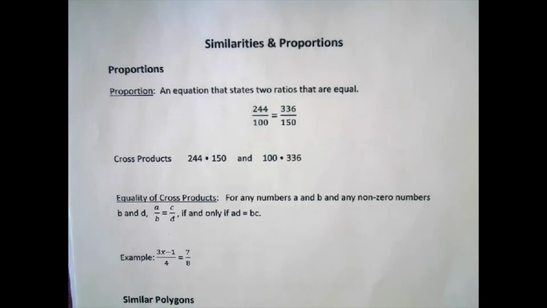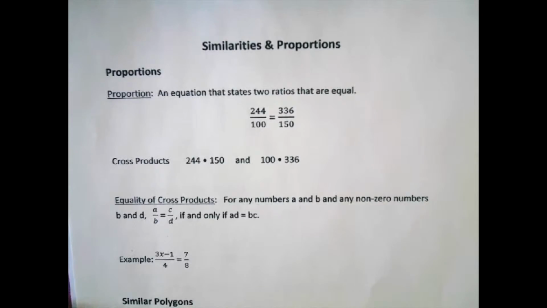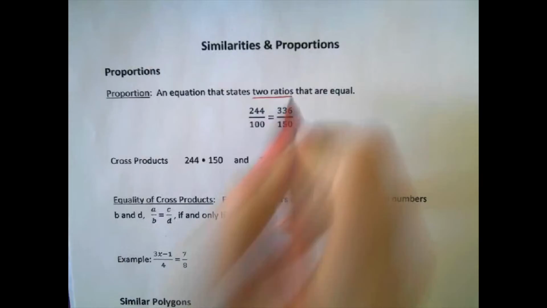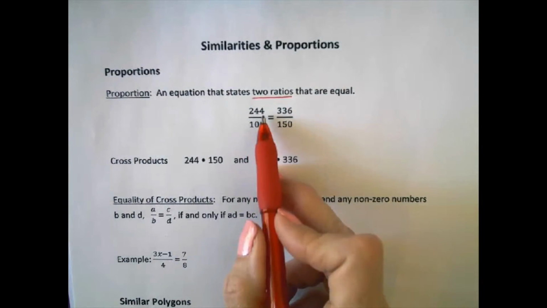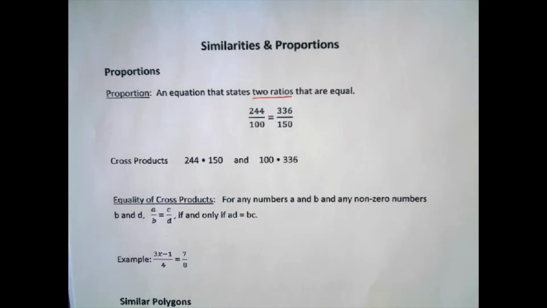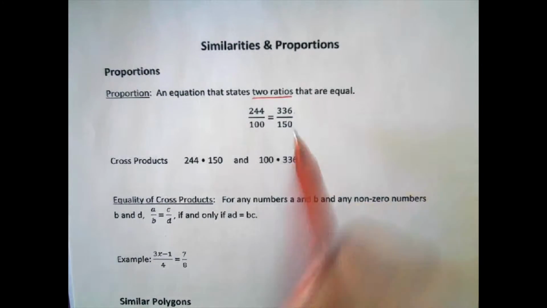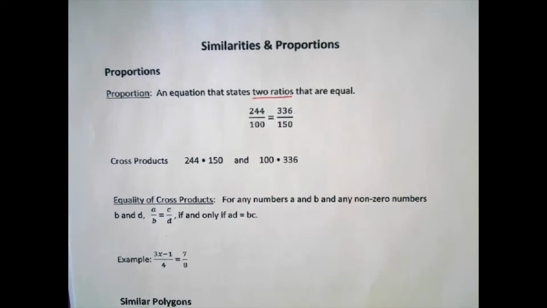Today's lesson is about proportions and similarities. As a reminder, a proportion is simply an equation that states that two ratios are equal. So for example, 244 divided by 100 is a ratio. 336 divided by 150 is also a ratio. And when we set them equal, we have created a proportion.